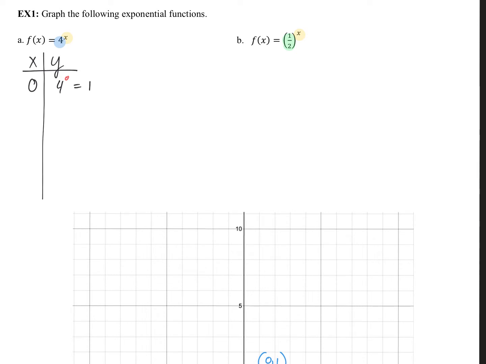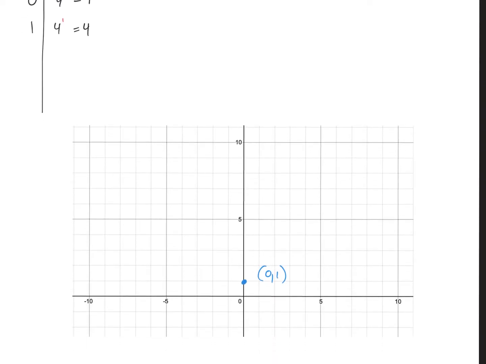Next one, what's another value we can think of? Now, I always like to pick positive values and then some negative values. So let's first go with a positive. How about 1? Well, that means we get 4 to the first power, which is just going to be 4. So that's the point 0, 4. I'm sorry, 1, 4, not 0, 4. 1 and then up 4, 1, 4.